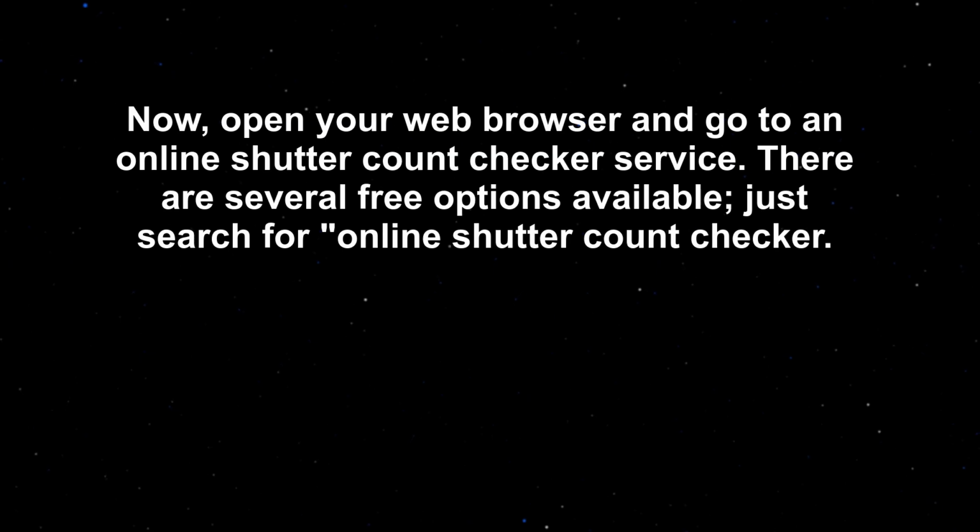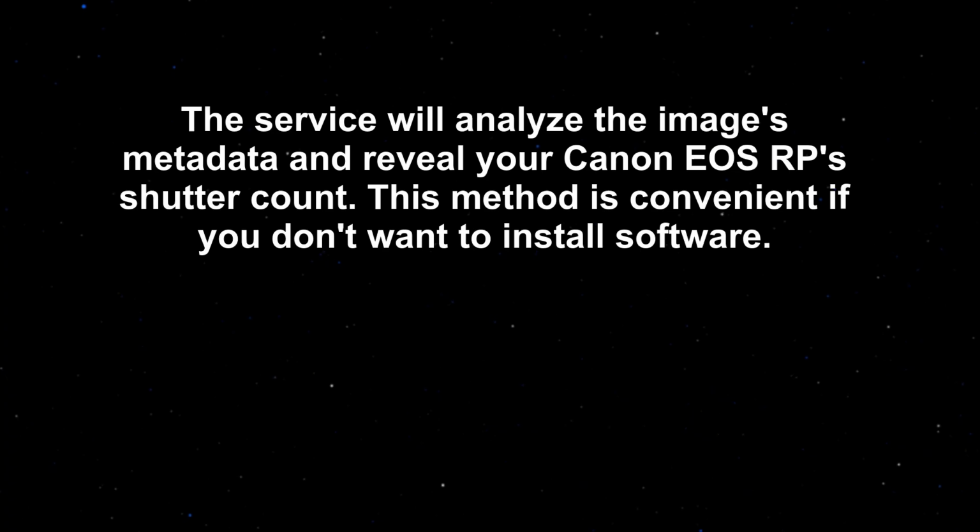Now, open your web browser and go to an online shutter count checker service. There are several free options available. Just search for online shutter count checker. Upload one of the JPG images from your SD card to the website. The service will analyze the image's metadata and reveal your Canon EOS RP shutter count. This method is convenient if you don't want to install software.